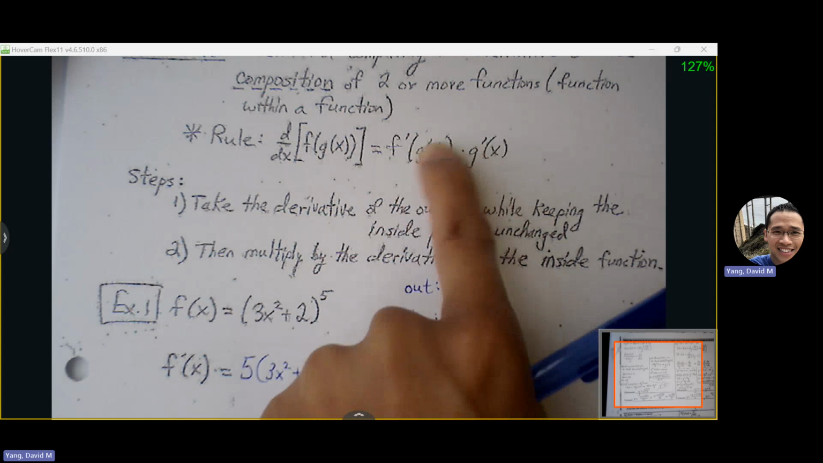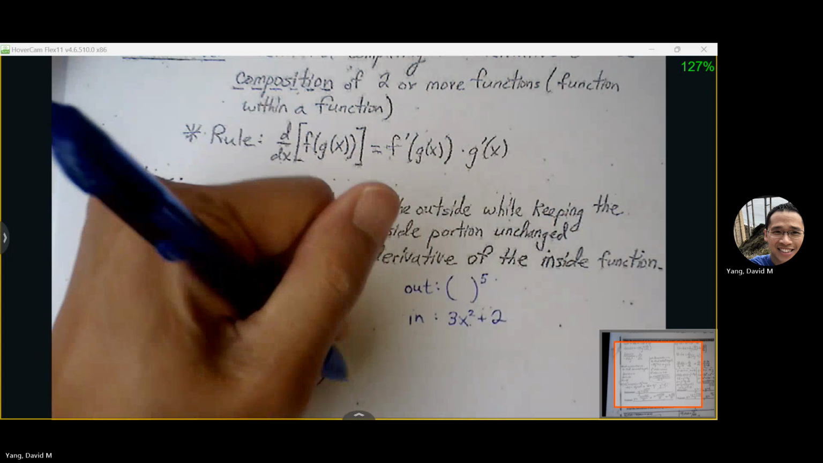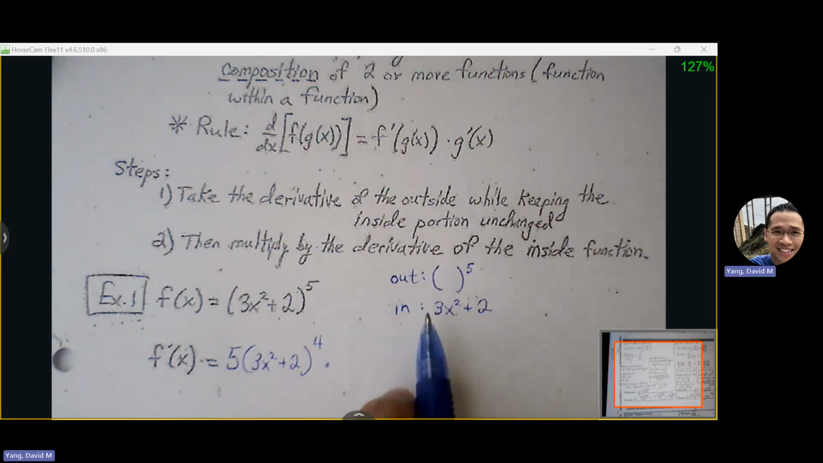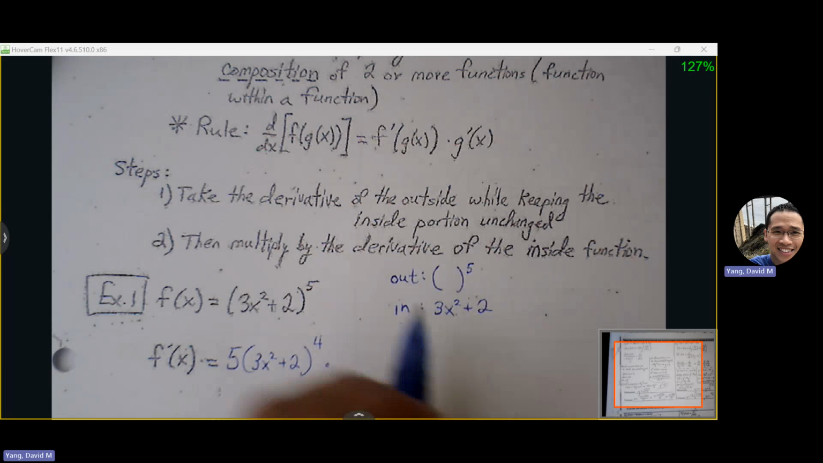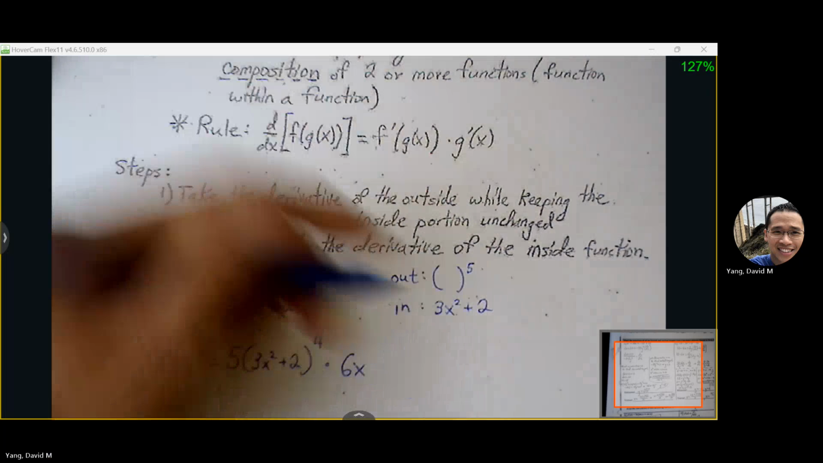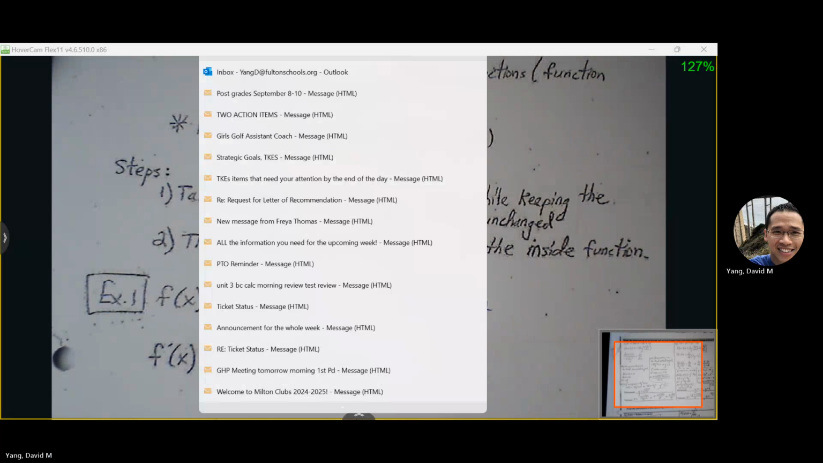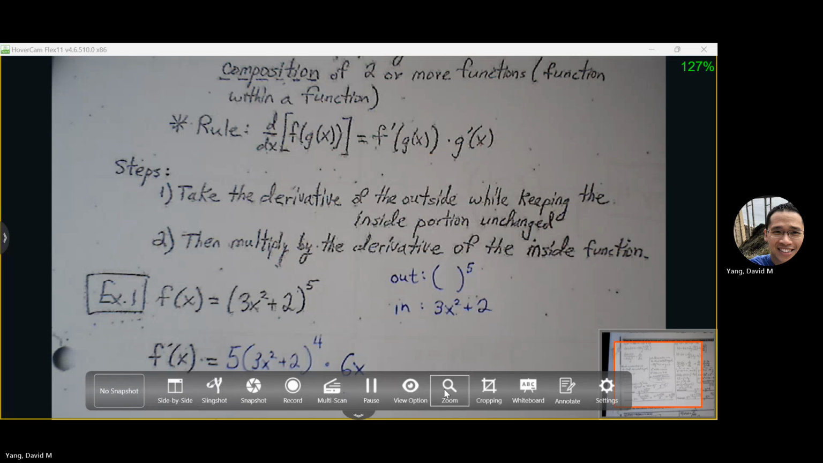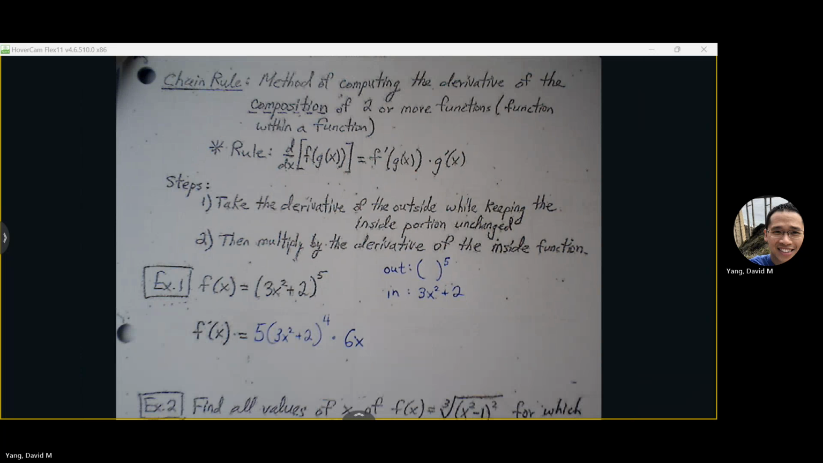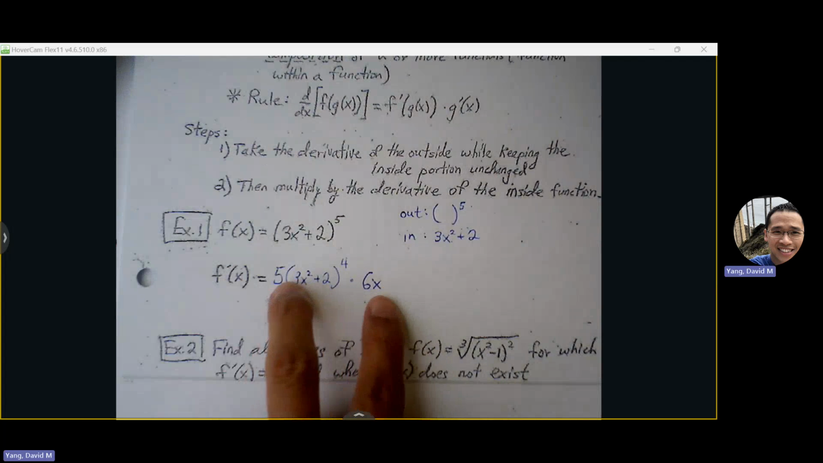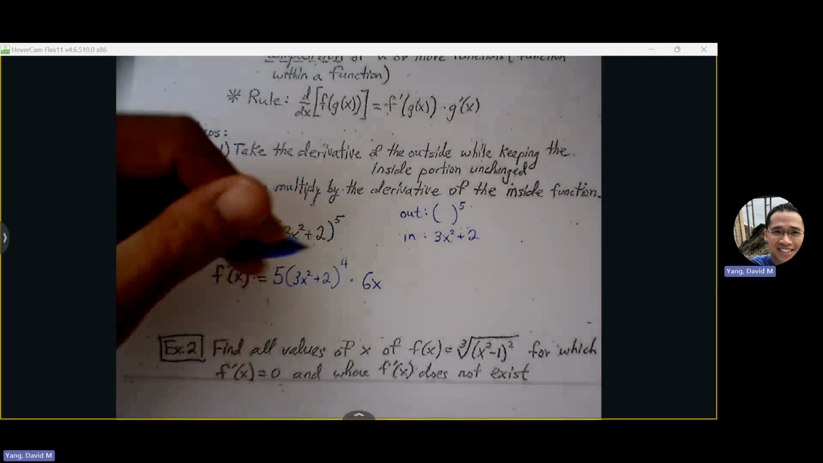Now that we're done with the outside portion, we can have a separate space for that inside derivative, that g prime. So what's g prime going to be? What's the inside derivative? 6x, yeah. Okay, so that's how we do chain rule. I can do a little bit of cleanup. I can merge the 5, put the 5 and 6x together.